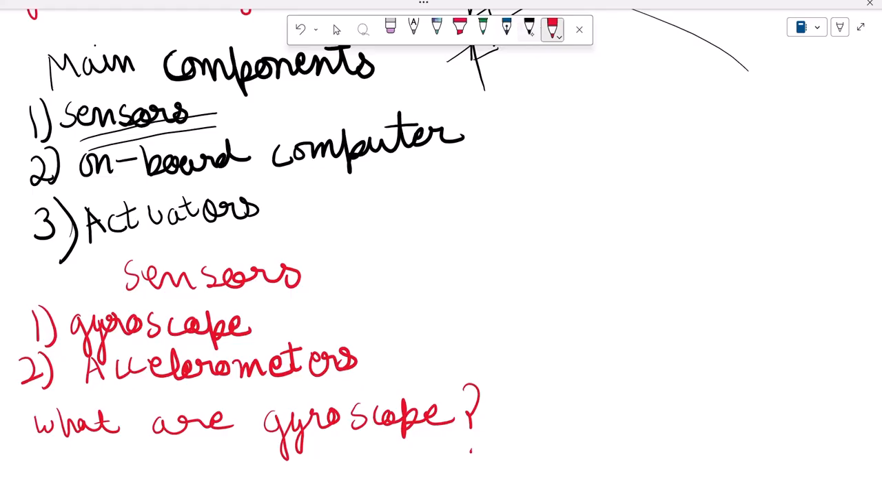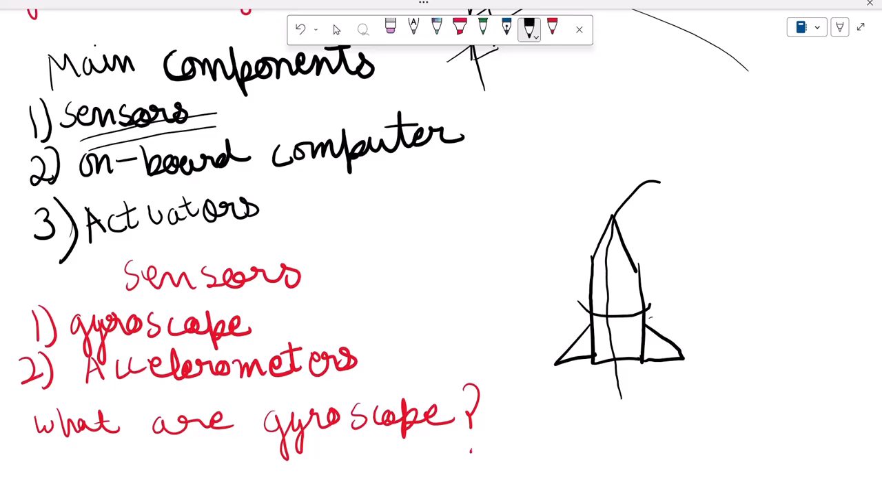Suppose this rocket goes into space following the correct trajectory, it will also spin on its axis, like the Earth spins. But there could be hundreds of spins in one minute, or it can go to thousands also. So it will measure its angular velocity around multiple axes.